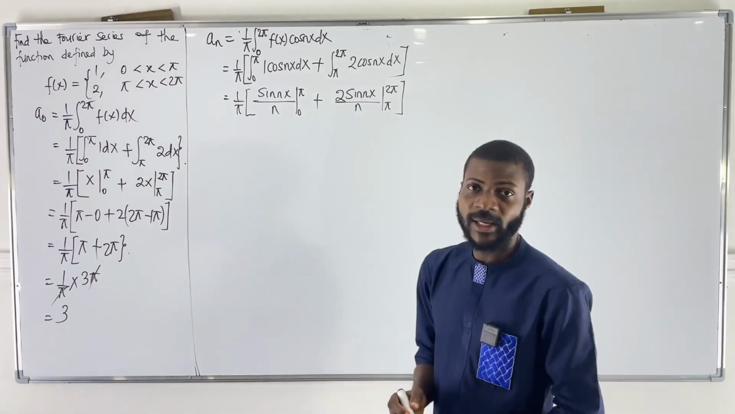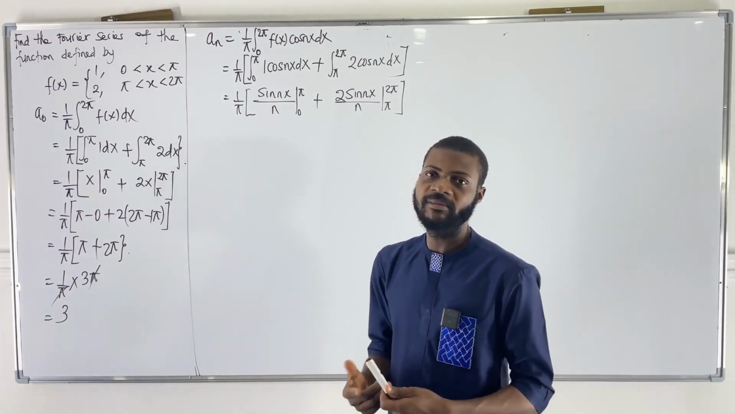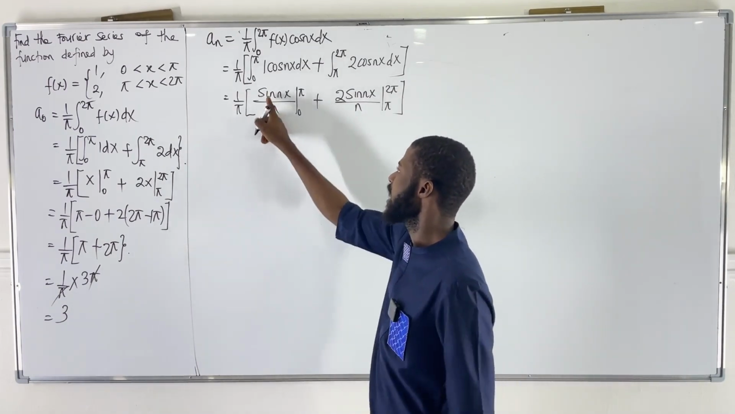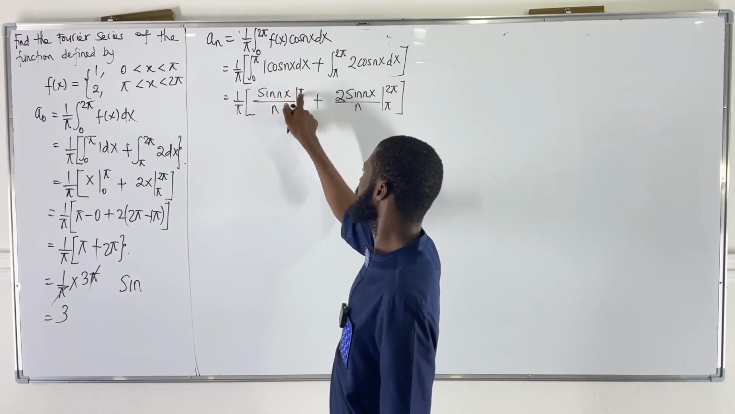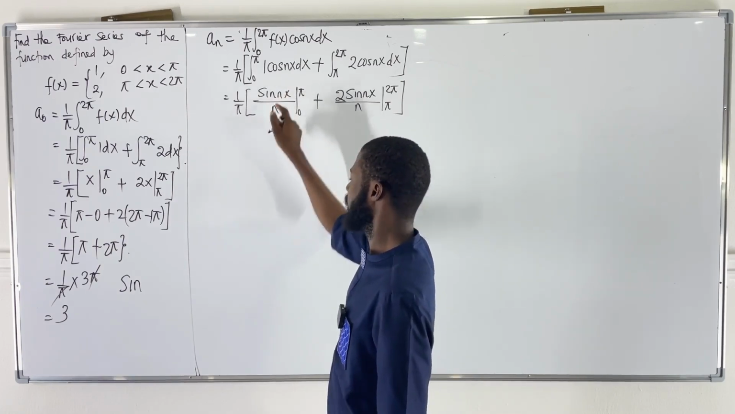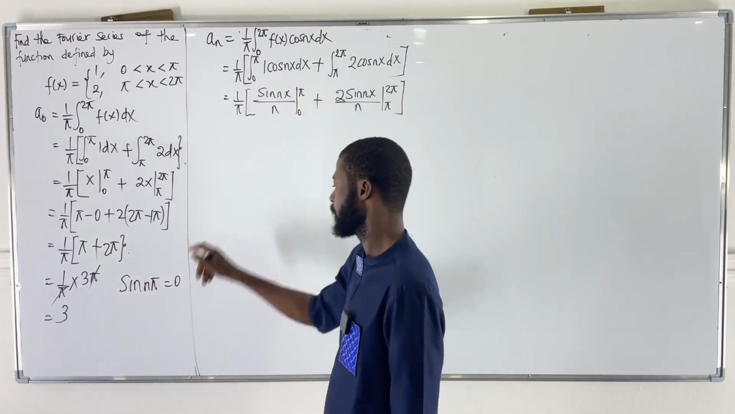Now, ladies and gentlemen, this will be giving us 0. Why would this be giving us 0? Because sine, when you put the value of pi here, sine n pi is 0. It's a special value. Sine n pi is 0.